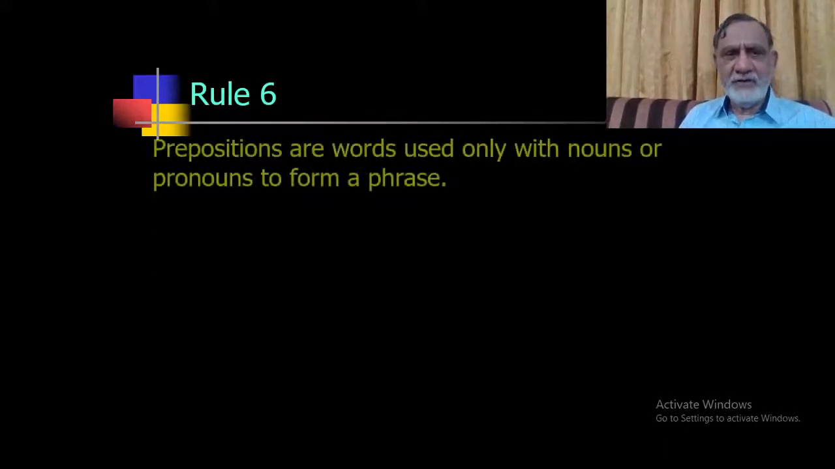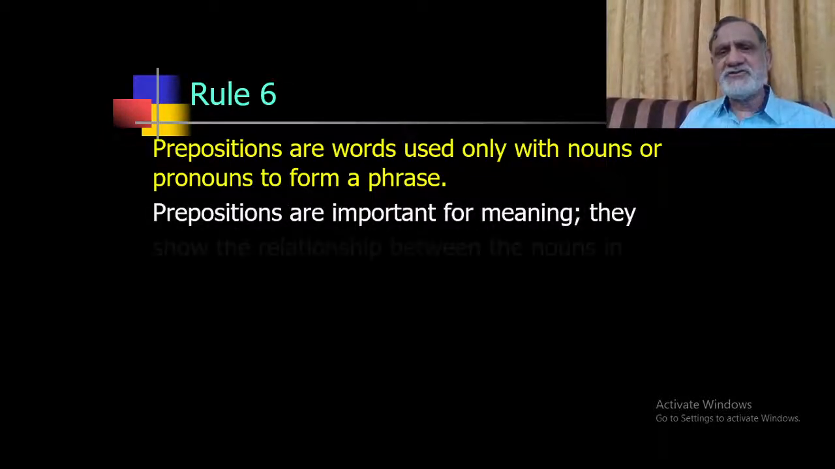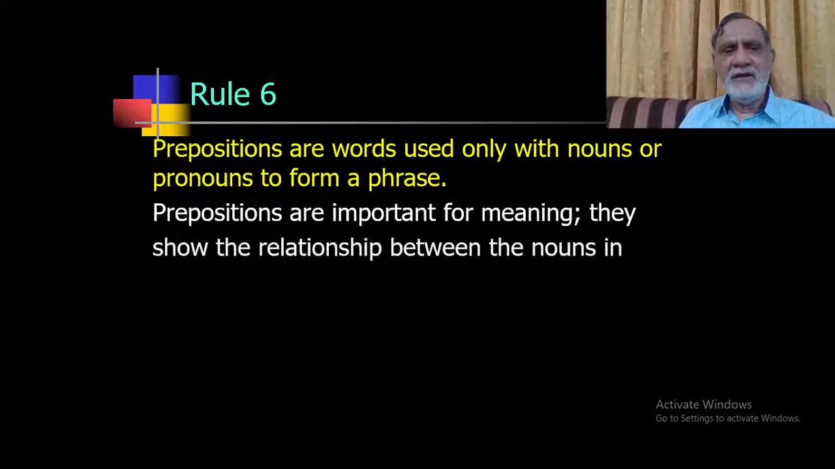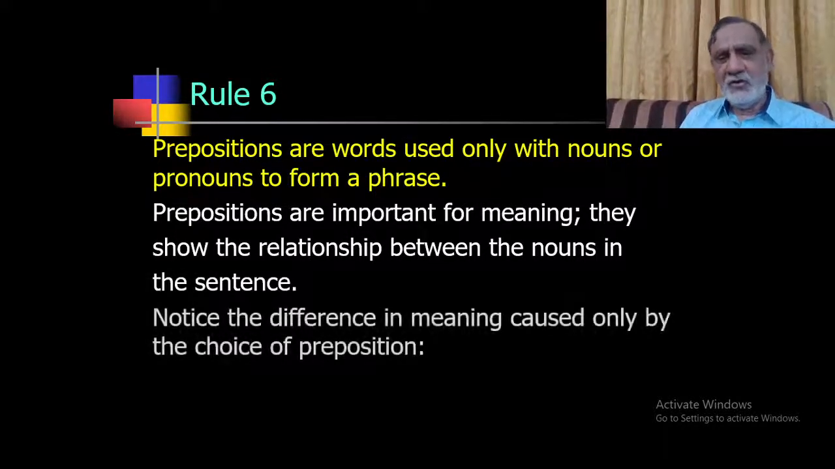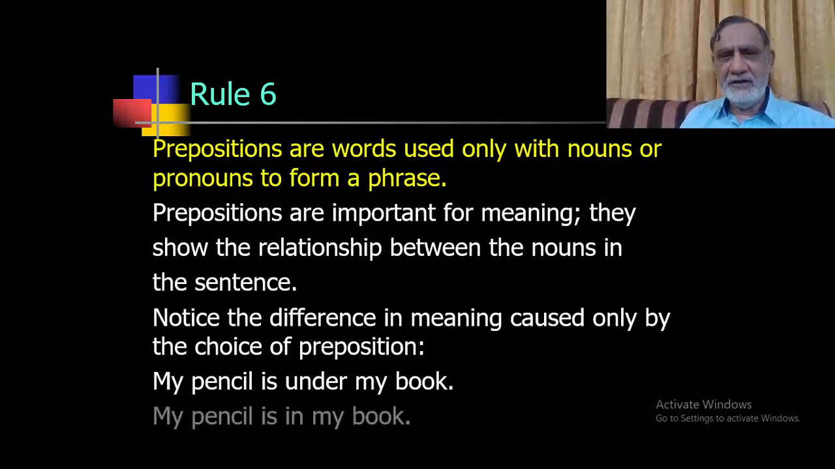Rule 6: prepositions are words used only with nouns or pronouns to form a phrase. Prepositions are important for the meaning. They show the relationship between the nouns in the sentences. Notice the difference in meaning caused only by the choice of preposition. My pencil is under my book. So this is rule 6 regarding the use of prepositions with nouns.